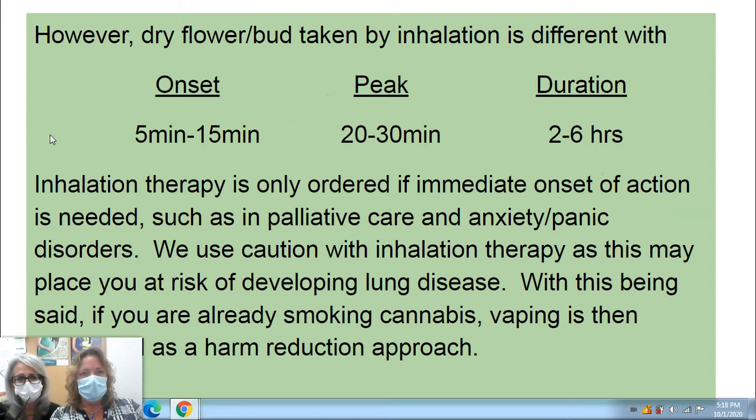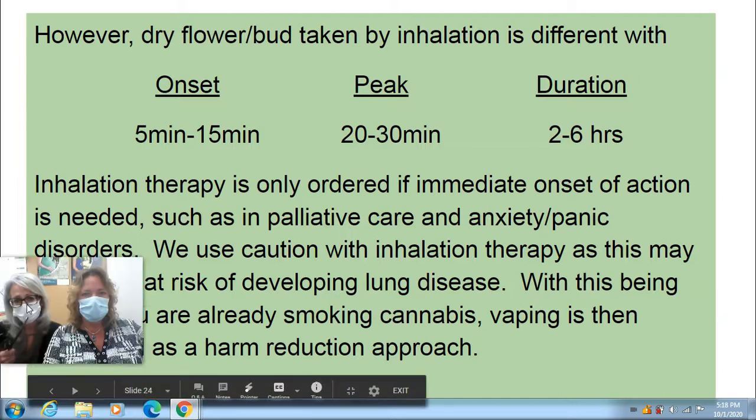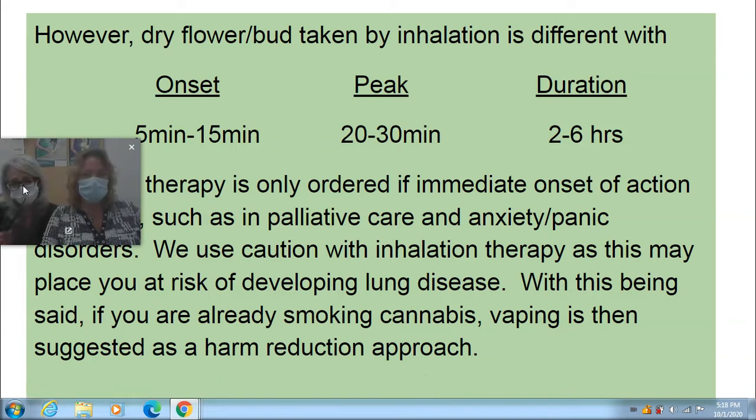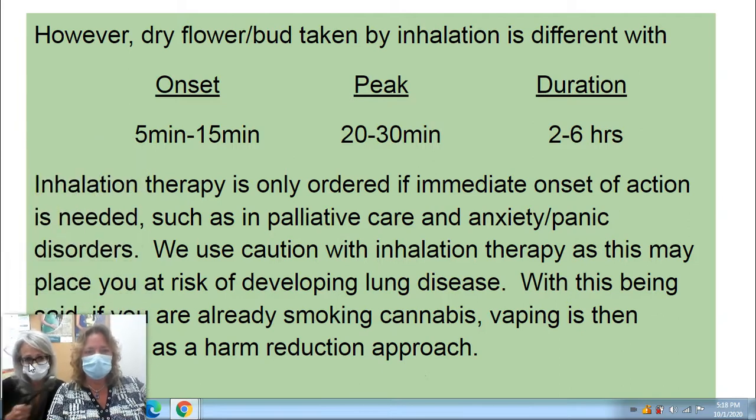However, the dry flower or bud taken by inhalation is different, with an onset of 5 to 15 minutes, peaking at 20 to 30 minutes, and a duration lasting from 2 to 6 hours. Inhalation therapy is only ordered if immediate onset of action is needed, such as in palliative care and anxiety panic disorders. We use caution with inhalation therapy, as this may place you at risk of developing lung disease. With this being said, if you are already smoking cannabis, vaping is then suggested as a harm reduction approach.